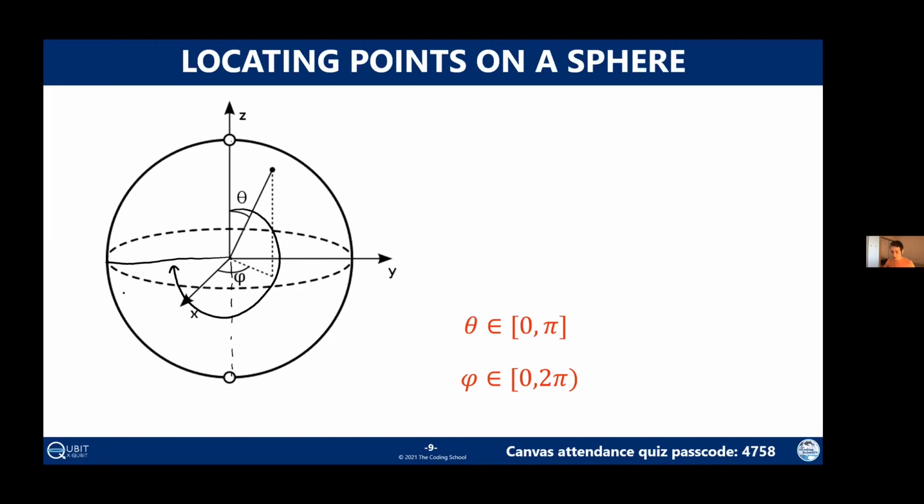So it's a little bit weird to try and see that, and I don't know if I can draw it properly. But if you allow these ranges to be larger, you end up getting duplicate descriptions of points on the sphere. So we restrict them like this just to make sure that every point, well, almost every point, has a unique description in terms of these angles.